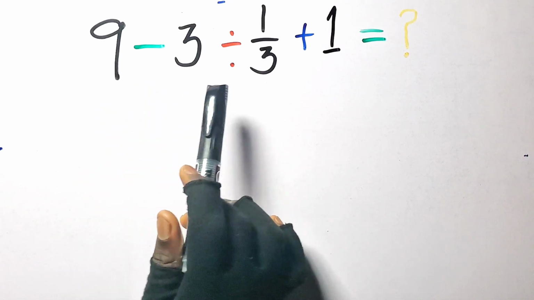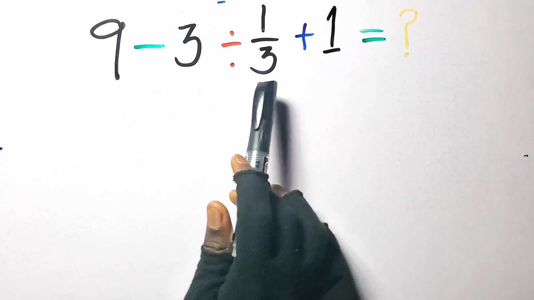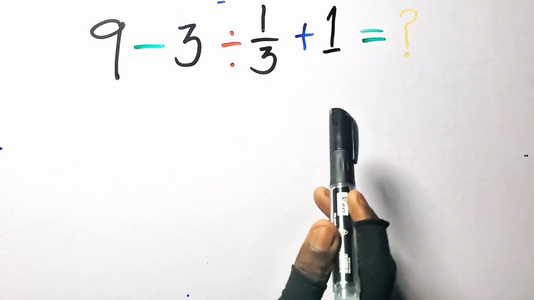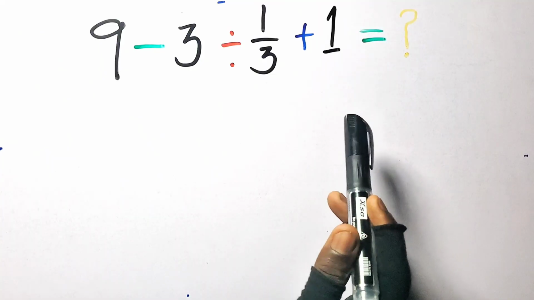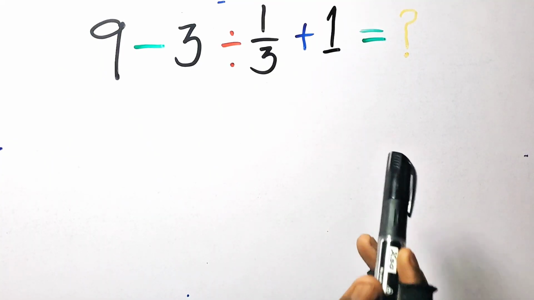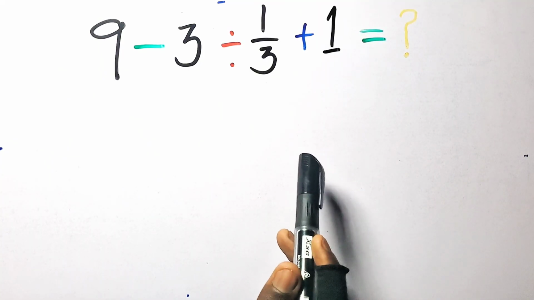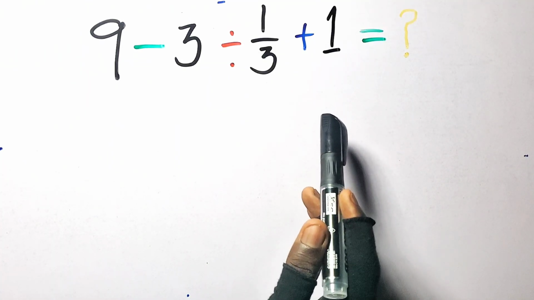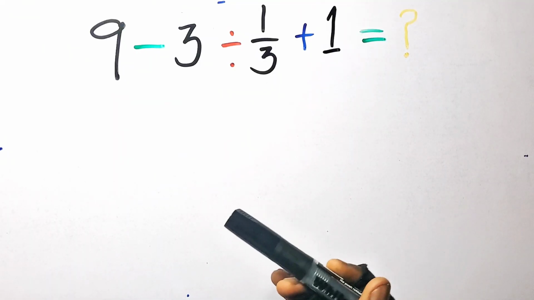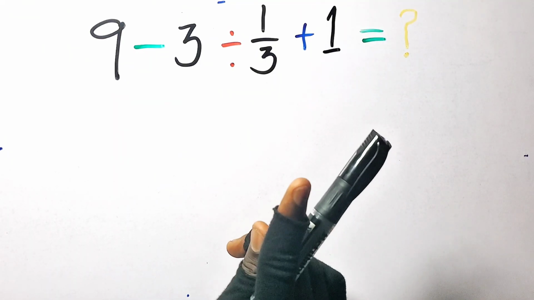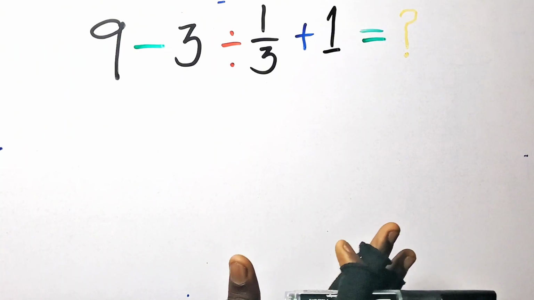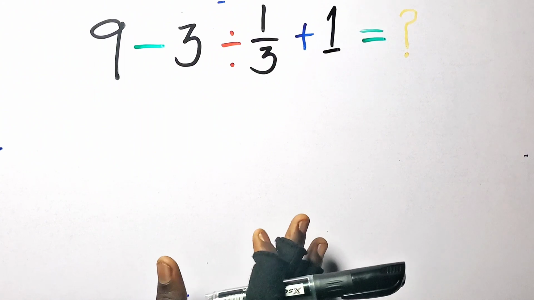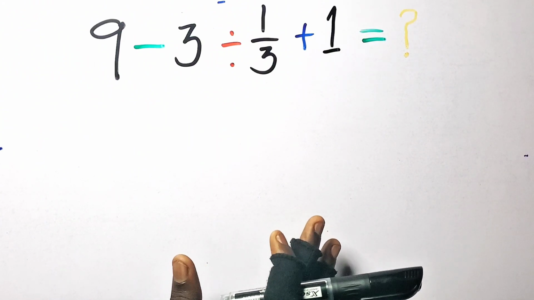9 minus 3 divided by 1 over 3 plus 1 equal to. If you post this on Facebook or Twitter, the comments will turn into a war zone. Half the people shout that the answer is 9. The other half insist the answer is 1. And believe it or not, a lot of calculators will get this wrong depending on how you type it.